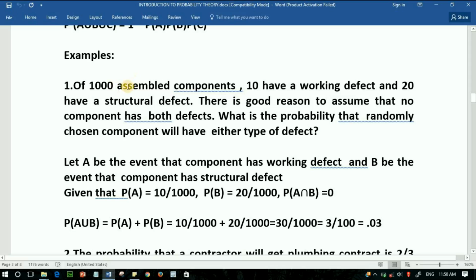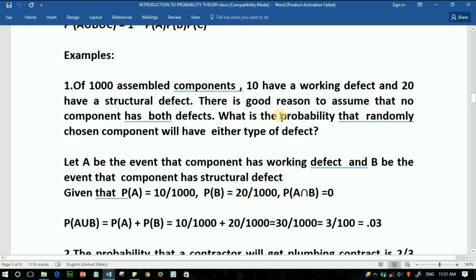Here, out of 1000 assembled components, 10 have a working defect. So the favorable number of cases is 10, and the total number of cases is 1000. So P of A is equal to 10 by 1000. Similarly, P of B is equal to 20 by 1000, where 20 have a structural defect.